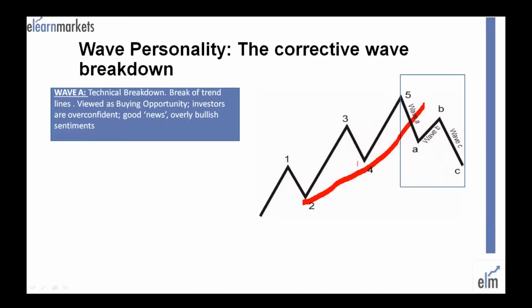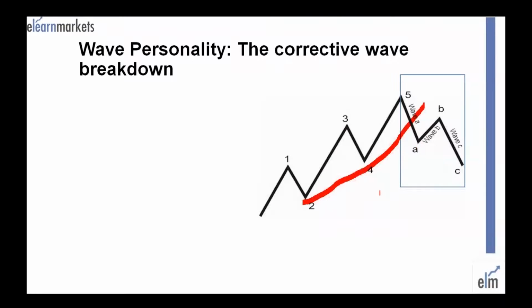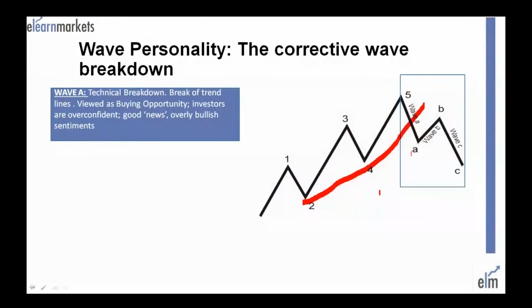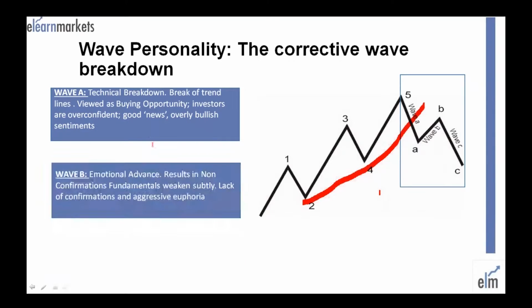So if you draw a trend line which joins the lows of wave 2 and wave 4, the trend line is breached at wave A, but then nobody is really ready to accept the fact. Everybody is in a state of denial at this point of wave A, and they all see it as an opportunity of buy on dips, and retail investors are the worst affected. So there is good news anticipated in the market, and the participants are overly bullish in sentiments.